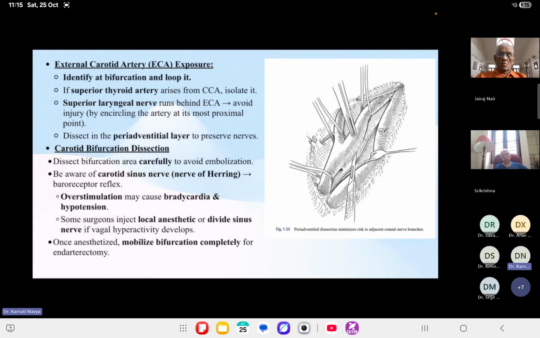Carotid bifurcation dissection. Dissect the bifurcation area carefully to avoid any embolization in case of carotid artery thrombus. Be aware of the carotid sinus nerve, which is the nerve of Hering and acts as a baroreceptor reflex. Overstimulation of this nerve can cause bradycardia and hypotension, and some surgeons inject a local anesthetic into the sinus nerve if vagal hyperactivity develops. Once anesthetized, mobilize the bifurcation completely for the endarterectomy.